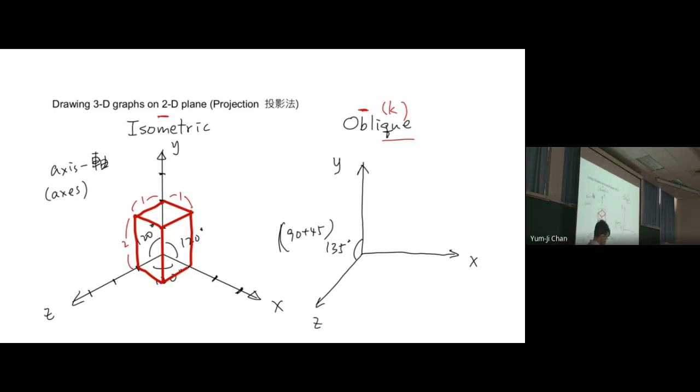Towards the bottom left-hand side. So the angle between the X and Z axes is 135 degrees, and between Y and Z is also 135 degrees.